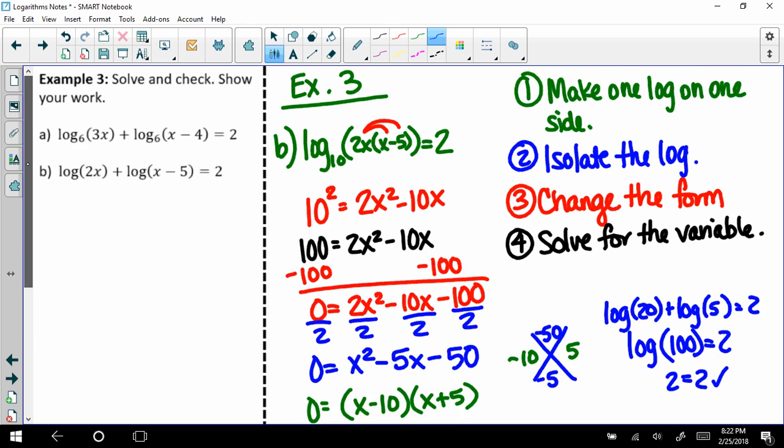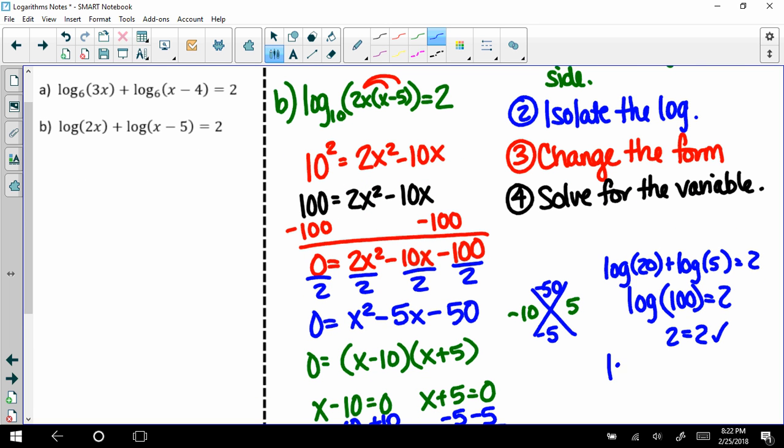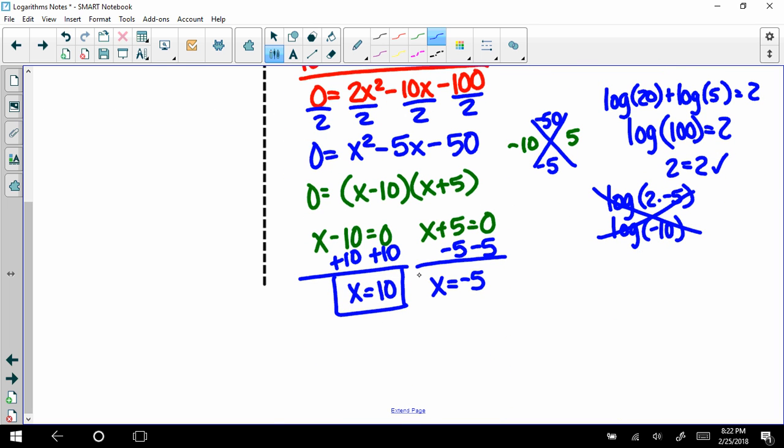Let's plug in negative 5. If I plug negative 5 into that first one, I get log of 2 times negative 5, which would be log of negative 10. You can stop right there. That cannot happen. You cannot have a negative number inside the log. So that one's out. I need to box it. So that is not one of your answers. The only answer then that's valid is x equals 10. So x equals negative 5 is an extraneous solution.